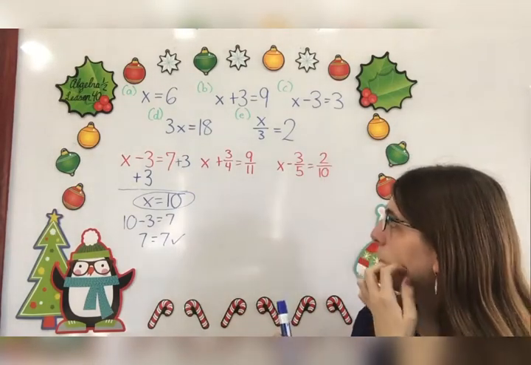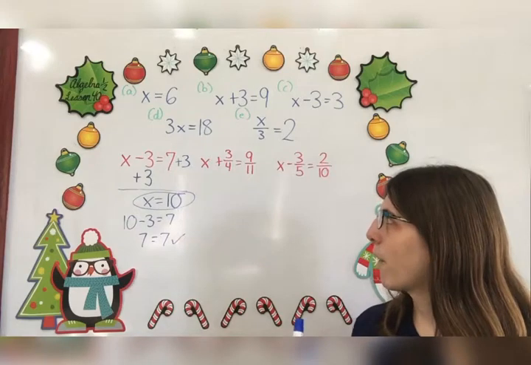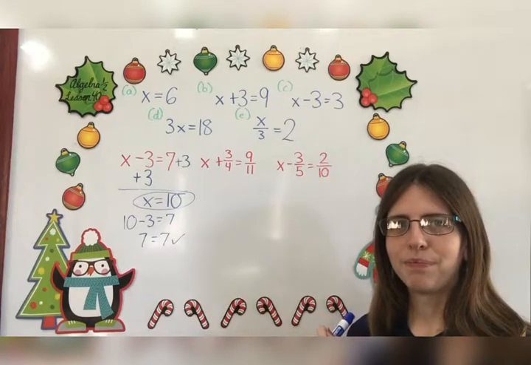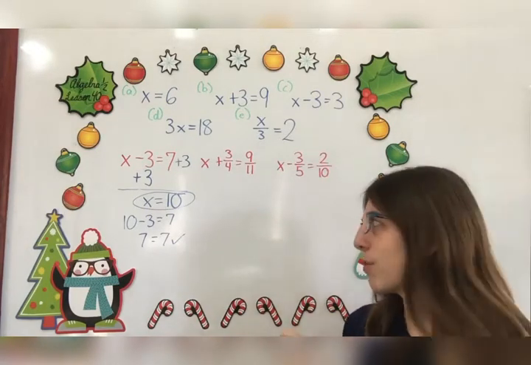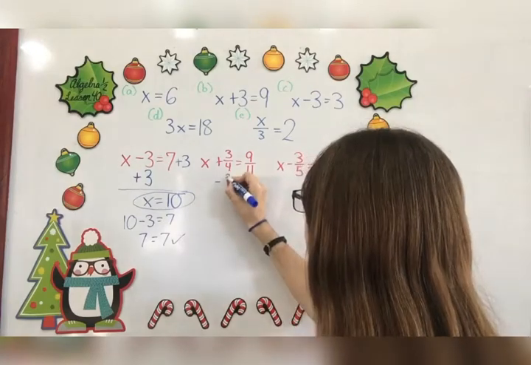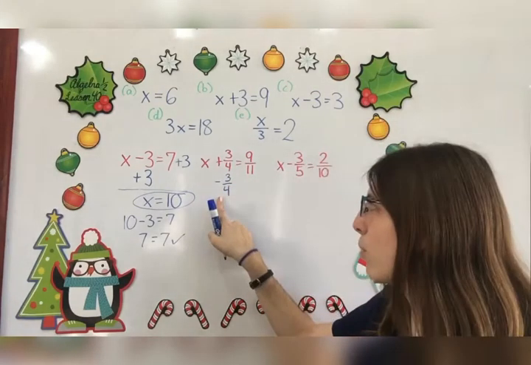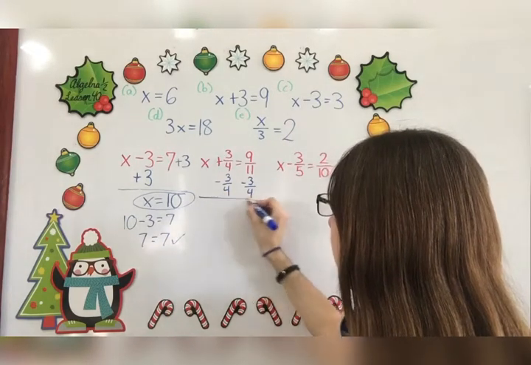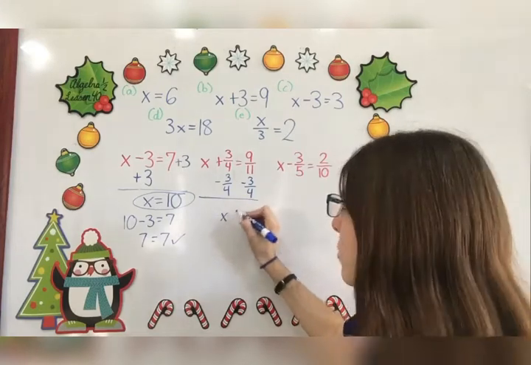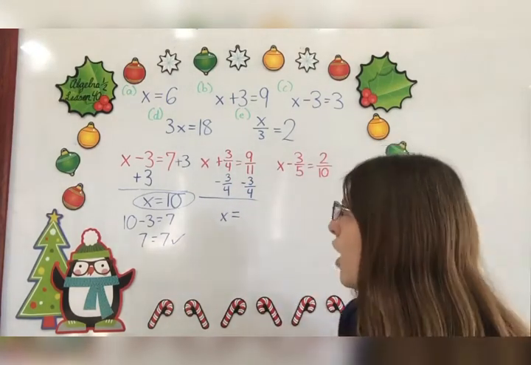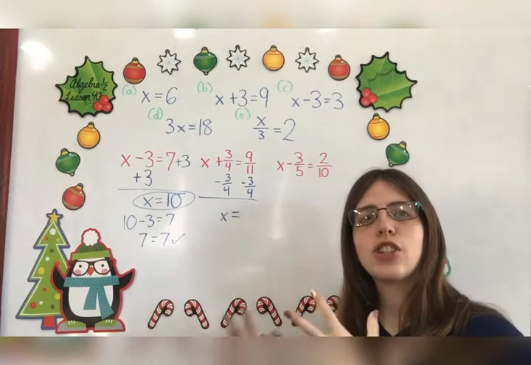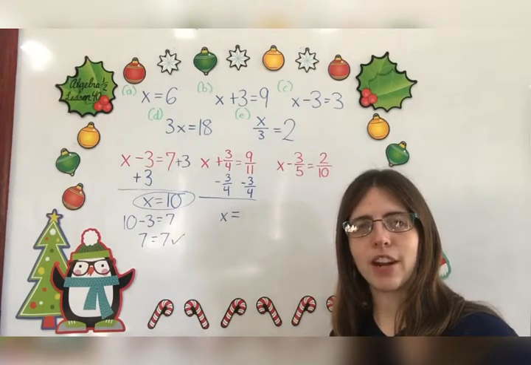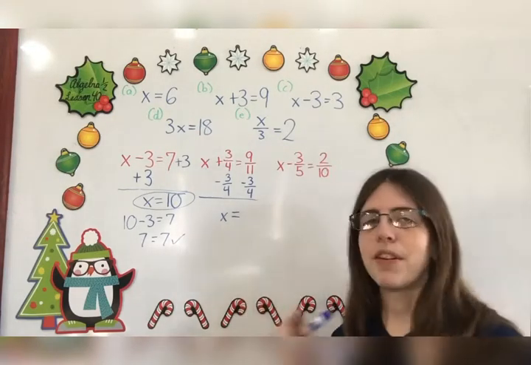X plus 3/4 equals 9/11. Okay, what am I doing to x? I'm adding 3/4. So what would be the opposite of that? To subtract 3/4. So I'm going to subtract 3/4, and if I subtract something from one side, I have to subtract it from the other. So that gets rid of the 3/4 over here. I'm just left with x. Over here, I can't subtract yet because I don't have the same denominator. So first I have to change my fractions so they have a common denominator. What's the least common denominator of 4 and 11?